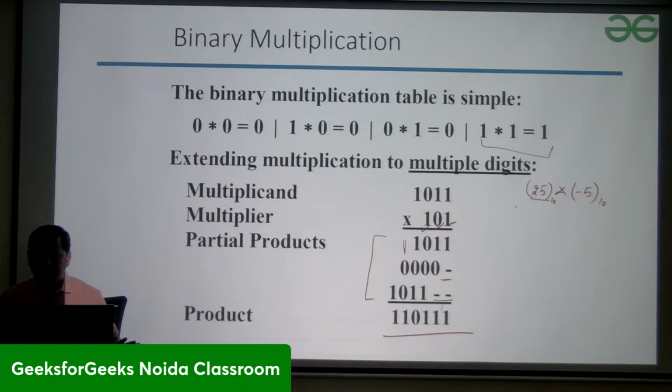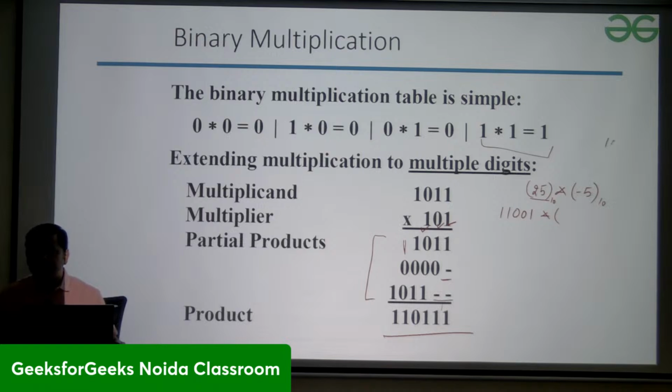Let's say 25 is converted into binary as 16 plus 8, 24, plus 1. So it is going to be 11001, multiplied with the 2's complement of 5, because that is going to be the negative number, so it has to be converted into 2's complement.